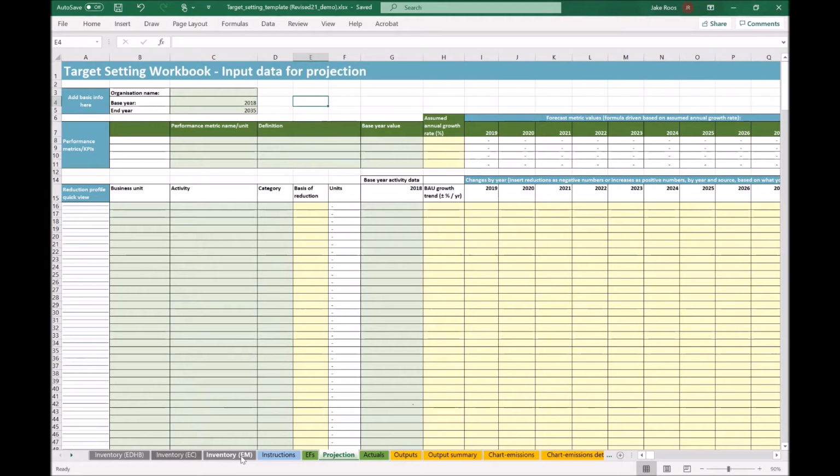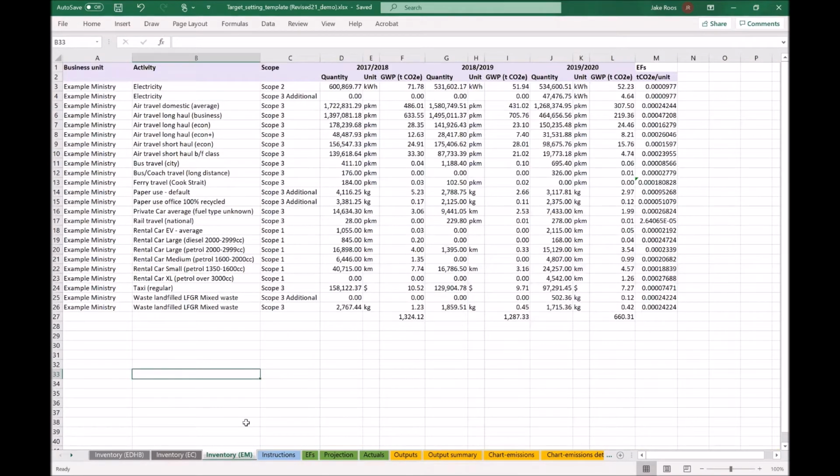So say you're example ministry here. This is your greenhouse gas inventory. You've got a selection of emissions sources. They have their scopes defined here, and then they have activity data. Example ministry here has been recording their emissions for a few years, so we've got 3 years' worth here. So let's use 2017-18 as the base year.